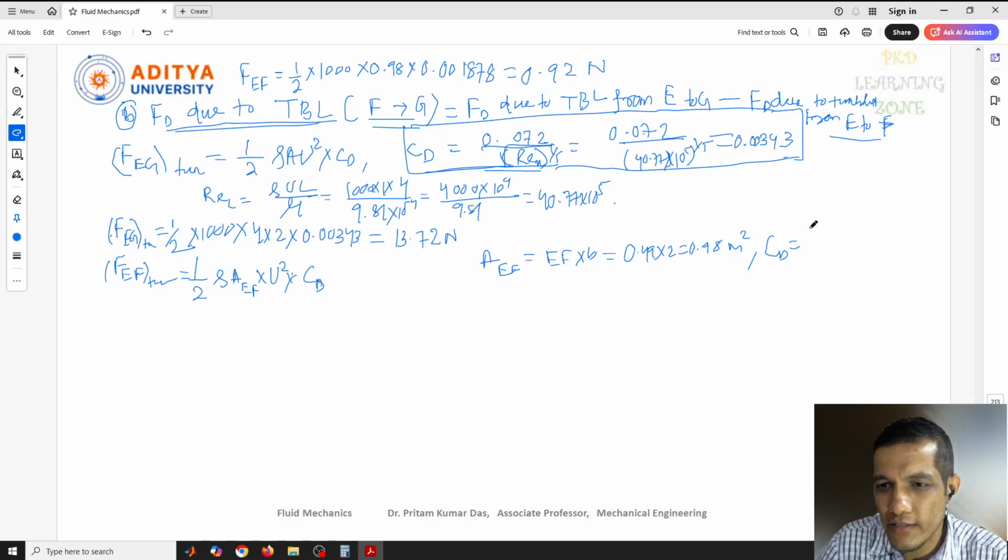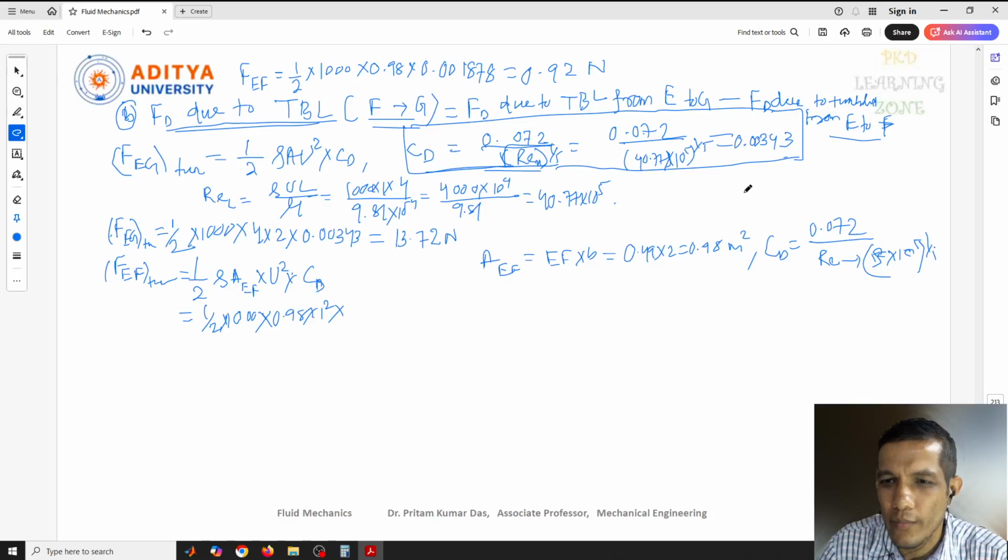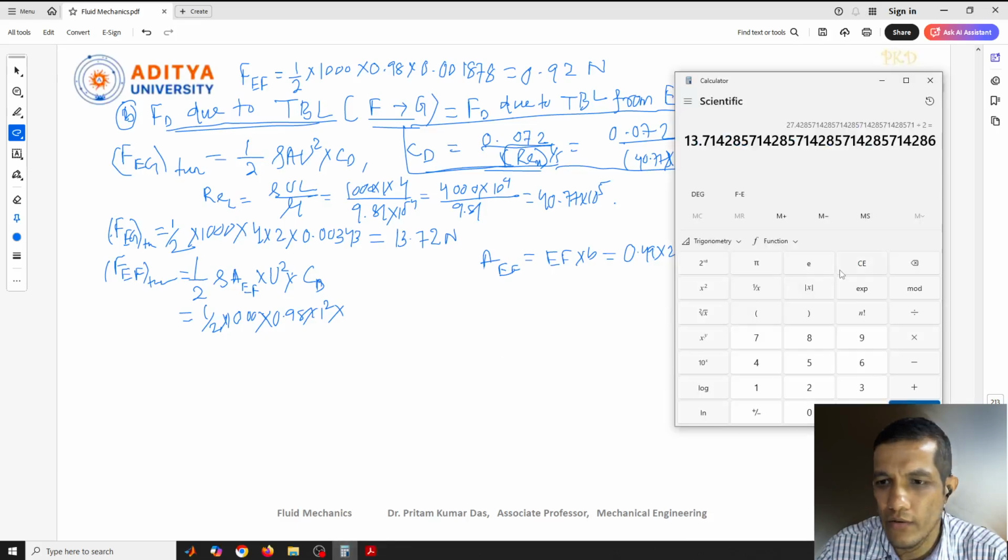Now here this coefficient of drag also we need to calculate like this by here. Now we can consider this is 0.072 divided by the Reynolds number value. Here we can consider 5 into 10 to the power 5. Okay, 5 into 10 to the power 5 to the power 1 by 5 will be there as usual. So that will need to be considered. So here again, let me write here, half into 1000 into area here 0.98 into u square, that is 1 square, and this is coefficient of drag. Previously something we got value, anyway I do not remember that one, so I'll do it again.